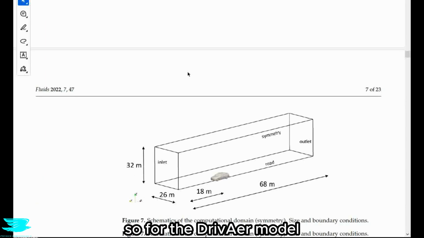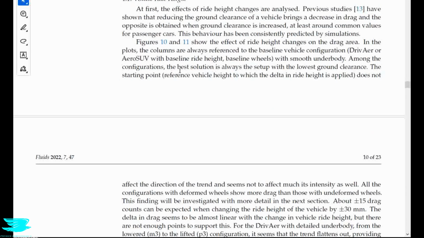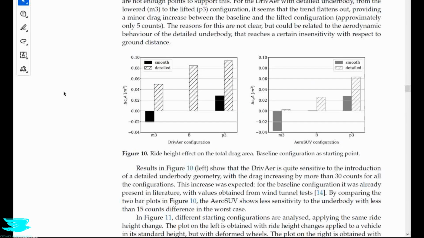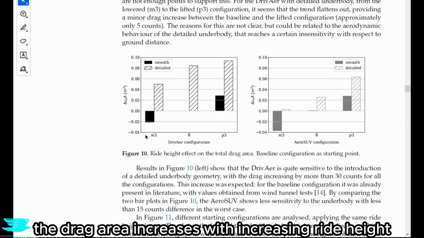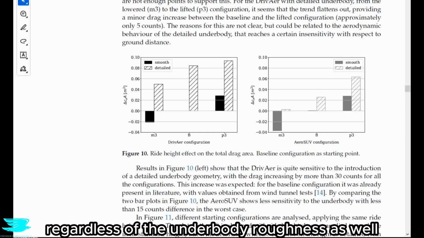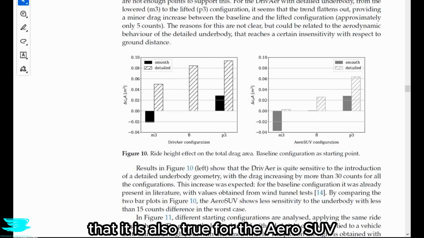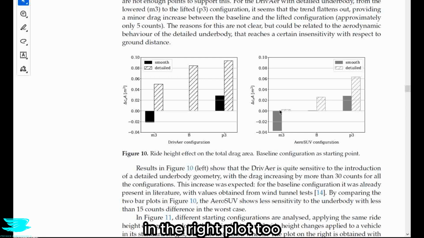So for the Driv Air model, if we scroll back down to figure 10, I think it was. Yep, here we go. For the Driv Air model, a very prominent trend is that the drag area increases with increasing ride height, and that is true regardless of the underbody roughness as well. That trend is very robust, and in fact, it is also true for the Aero SUV in the right plot too.